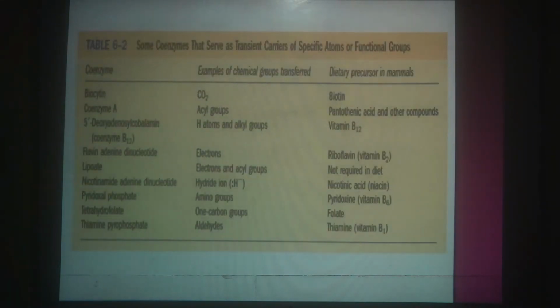Some examples of coenzymes: biocytin. This transfers carbon dioxide and the dietary source is what? Biotin. Next is coenzyme A, which can transfer the acetyl group and dietary source is pantothenic acid and other compounds, and rest of the coenzymes. Understood? This coenzyme A is required for the synthesis of fatty acid as a source of acetyl-CoA.